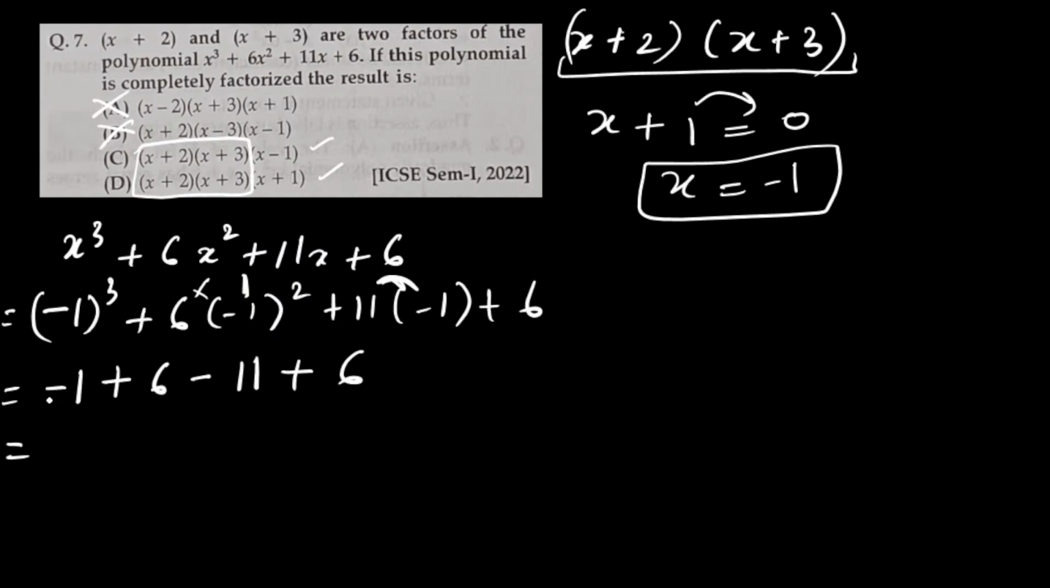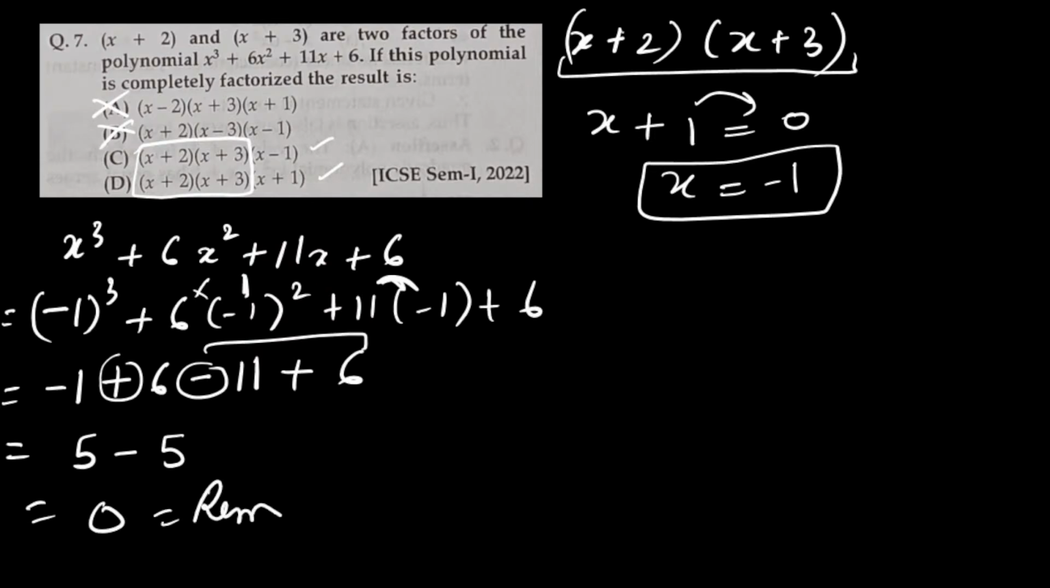So minus 1 plus 6 is 5. Positive 5 plus minus minus, the sign which is with the greater number. Minus 11 plus 6. Again plus minus is minus, so 11 minus 6 is 5, but the sign which is with the greater number. The greater number has a minus sign. So 5 minus 5 is 0.